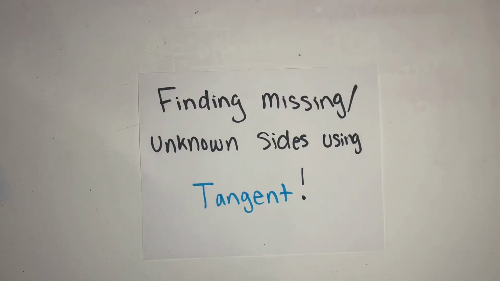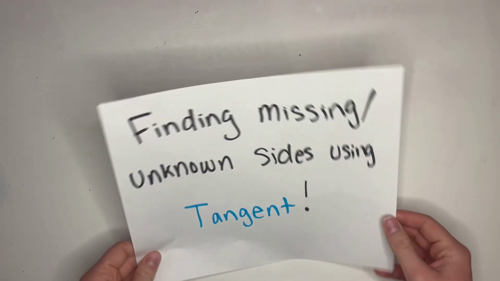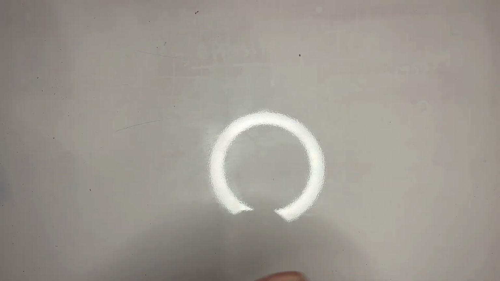All right, hi everybody. So today we're just going to be talking about how we can find missing and unknown sides of right triangles using tangent. So to start off, I just wanted to do a quick review. If you don't want to watch this part, you can for sure just go ahead and fast forward.